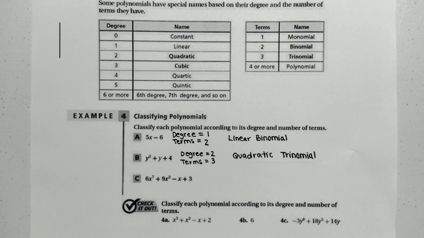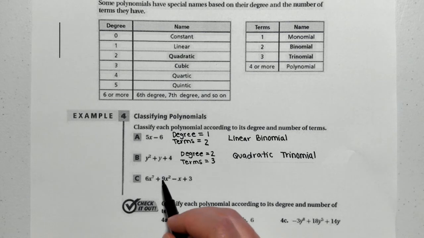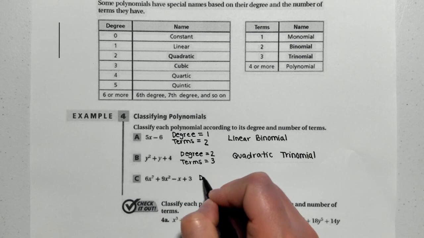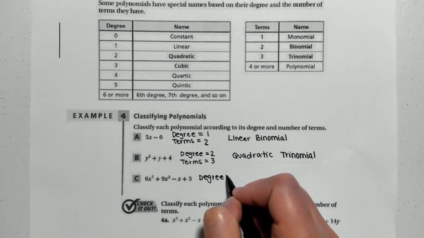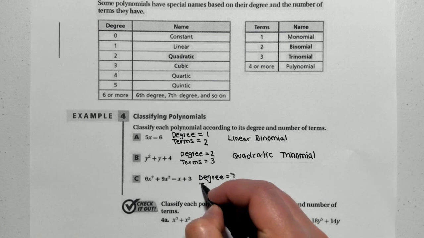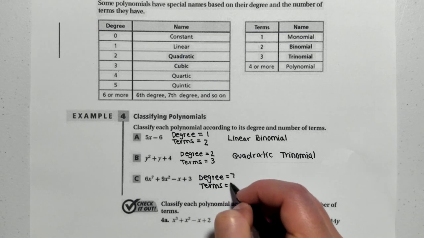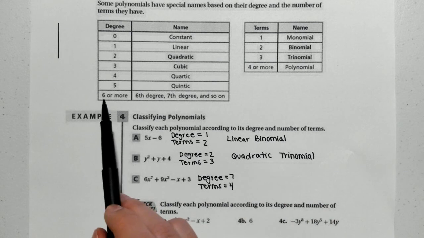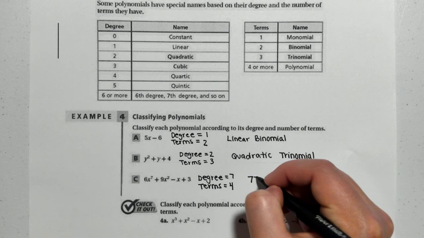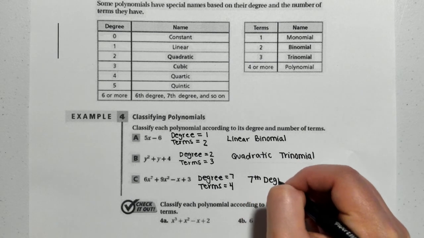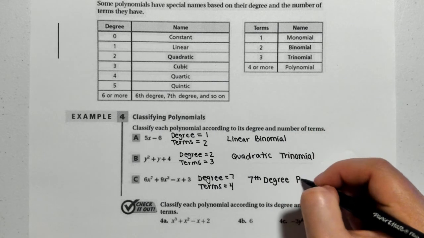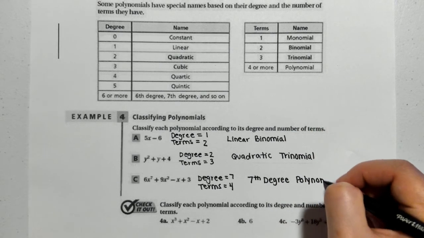C, I have 6x to the 7th plus 9x squared minus x plus 3. The degree is going to be 7. And then I have 1, 2, 3, 4 terms. So if I have a degree of 7, that's 6 or more, so I just say the 7th degree. And then 4 terms, 4 or more, we label as a polynomial. So this is going to be a 7th degree polynomial.